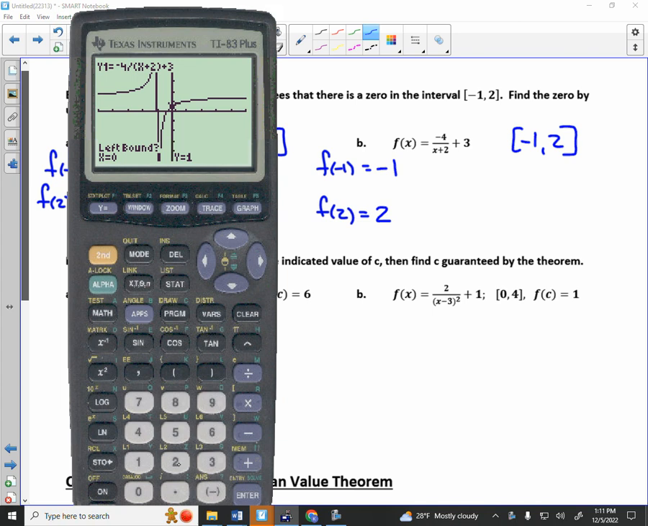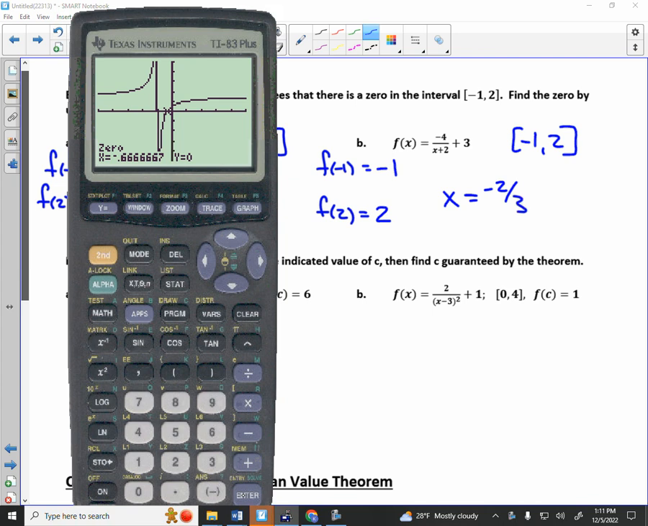And it says, find the left bound. I move to the left, and I press enter. And I move to the right, and notice how it crosses over the x-axis. And without a doubt, my answer should be between -1 and 2. Is it? Yep, x is equal to -2/3 or -0.666. So we have found the value that guarantees.